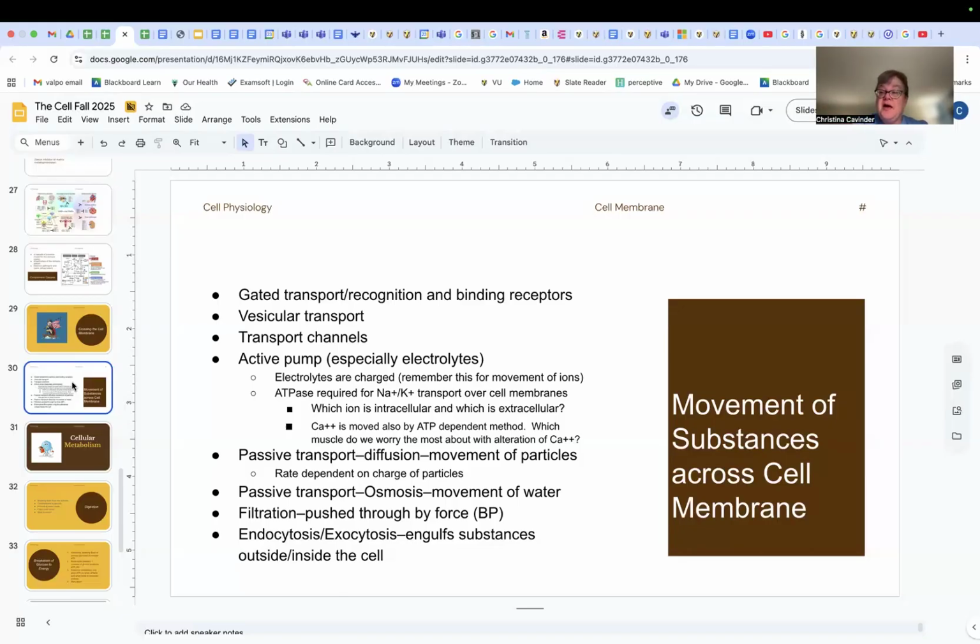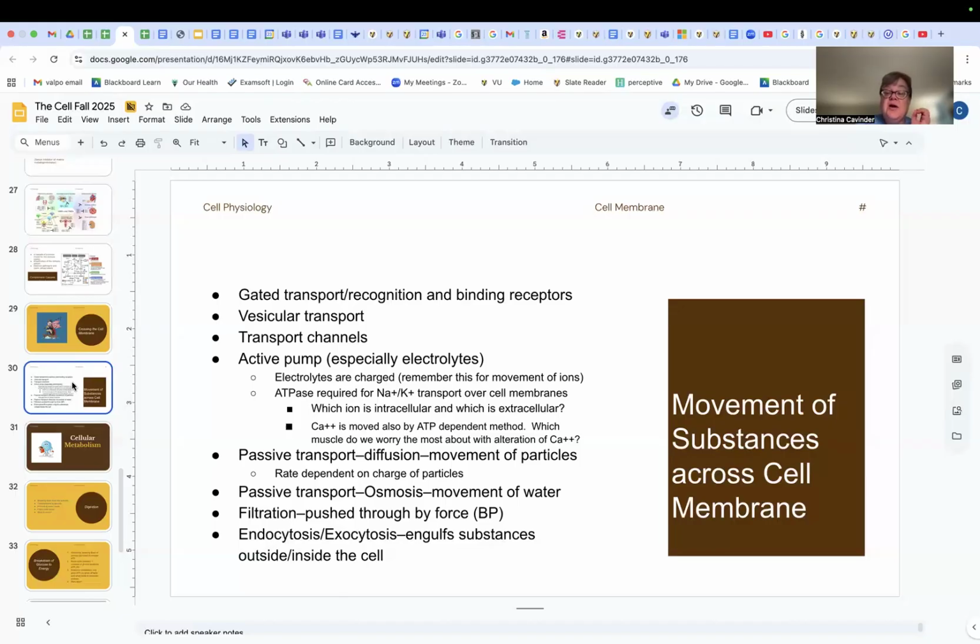Transport channels, you saw those on that slide with the cell membrane. So there are some things that freely cross the cell membrane depending on what that particular cell is for. So it just depends. Some things cross in some cells, but not all cells. Active pump, you'll see this especially with electrolyte transfer. So remember, electrolytes are charged. So you're moving ions or different electrical states of these elements across the cell membrane.